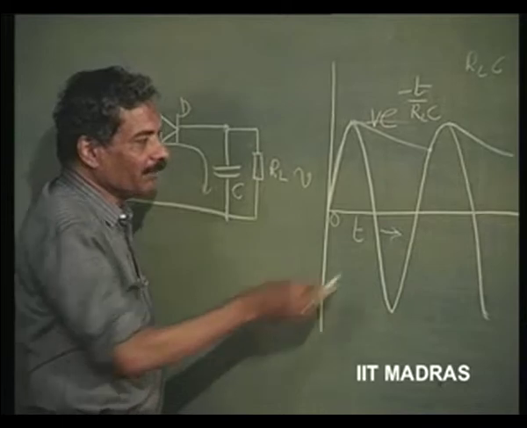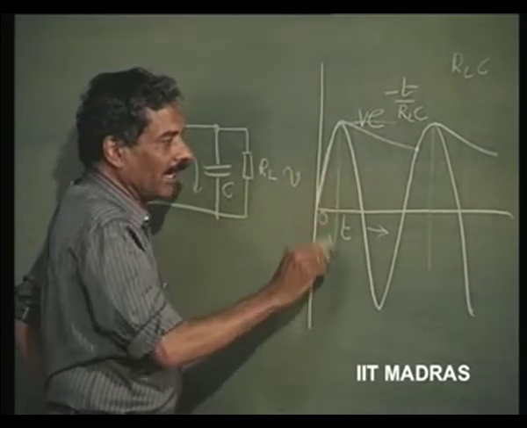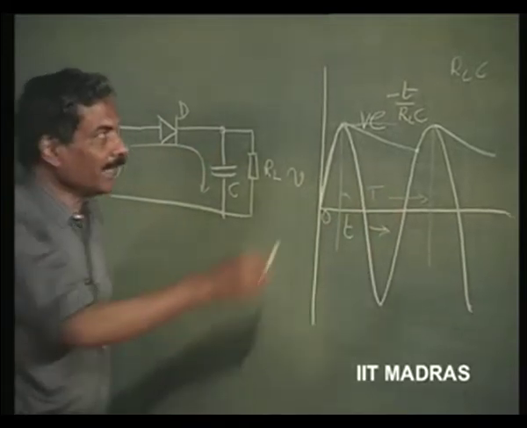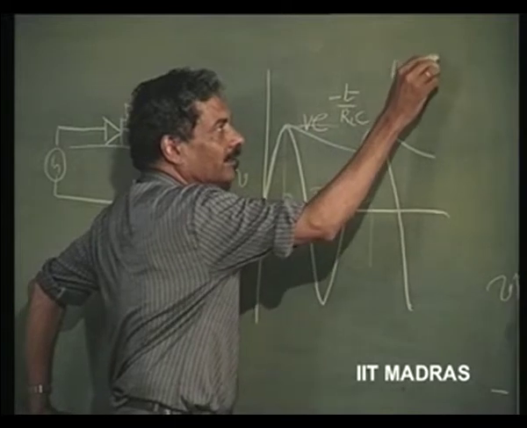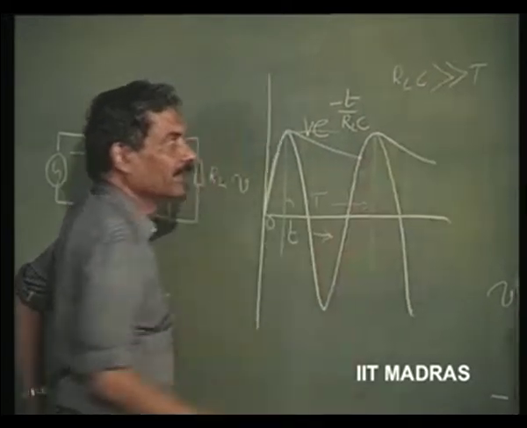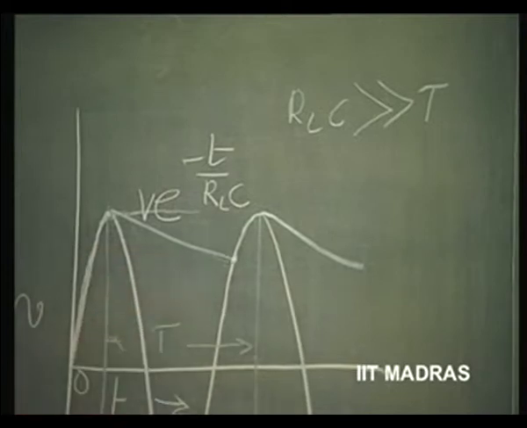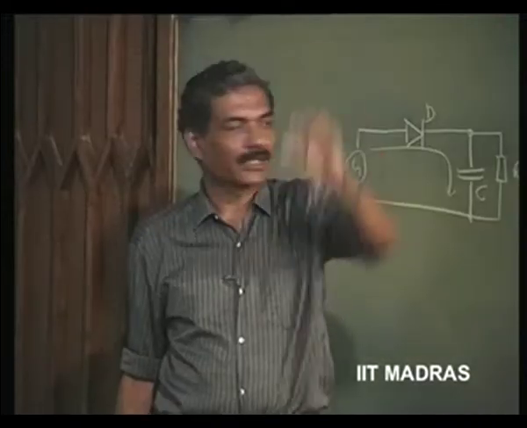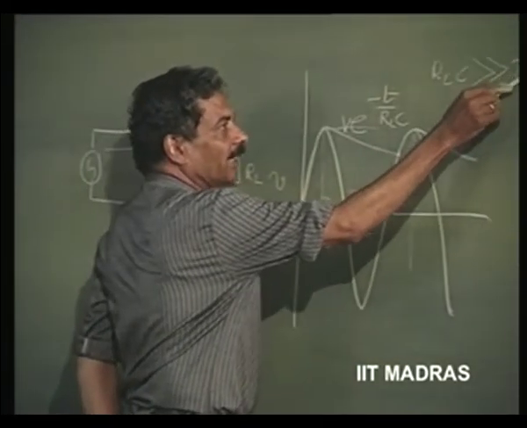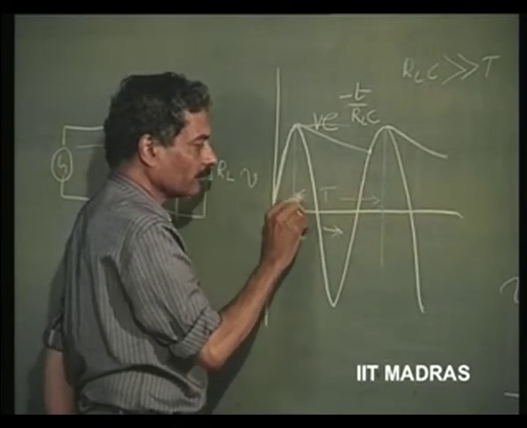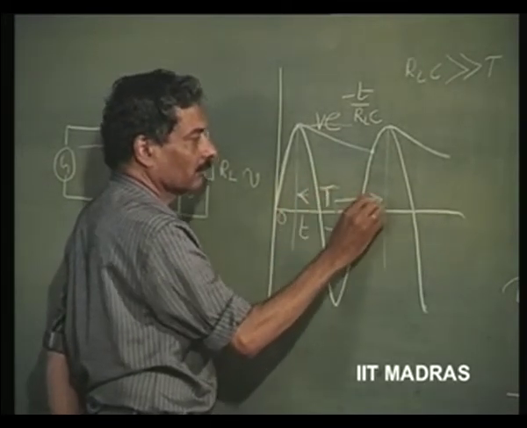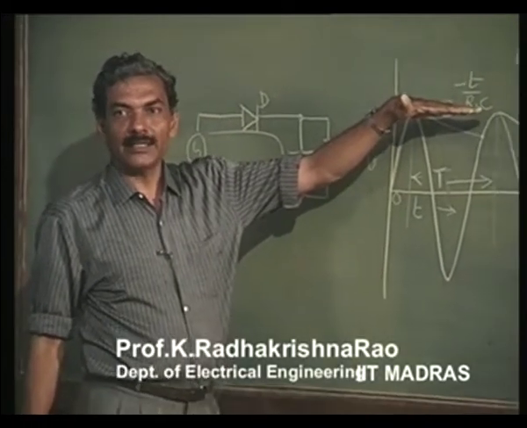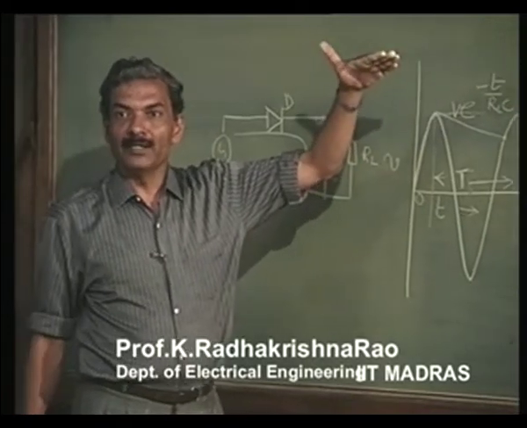That is to be compared with only the time period T of the given waveform. If RL into C is much greater than the time period T, then the rate of discharge is going to be very slow, and what it is going to lose is a very small amount. So if RL into C is much greater than T, the voltage is going to remain very nearly constant at Vp, we can assume. The ripple is going to be very small.